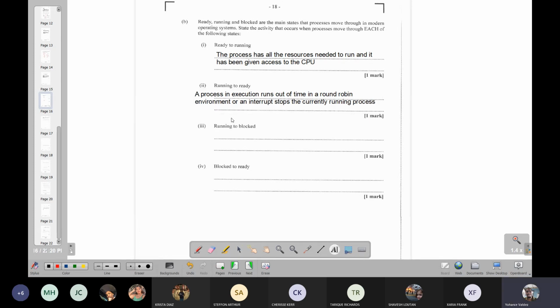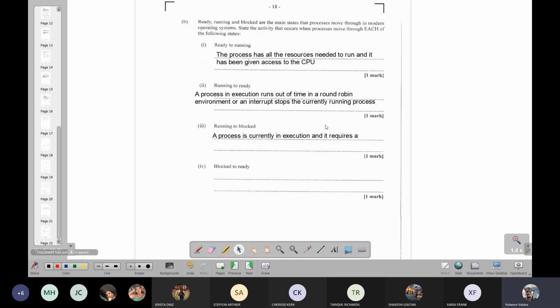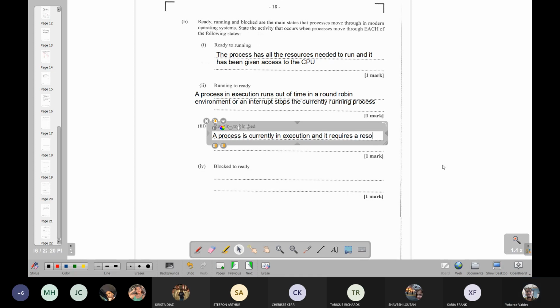Running to blocked. A process is currently in execution and it requires a resource or IO that is not readily available. I was going to say that it could be a deadlock. That's a proper term, right? Deadlock, for running to blocked?